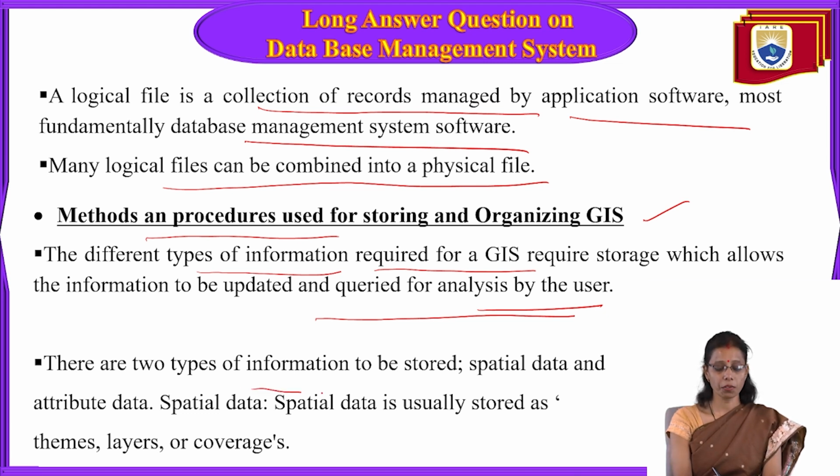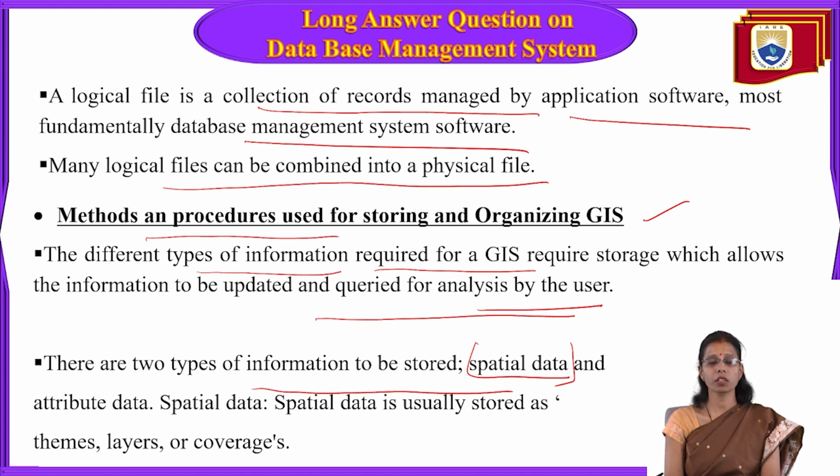There are two types of information to be stored in the DBMS: spatial data and attribute data. What is spatial data here? Spatial data is the data we see around us, all the geographical features on the Earth's surface. That all comes under spatial data. Non-spatial data, which we can also call attribute data, is different from spatial data. Attribute data is also known as non-spatial data.